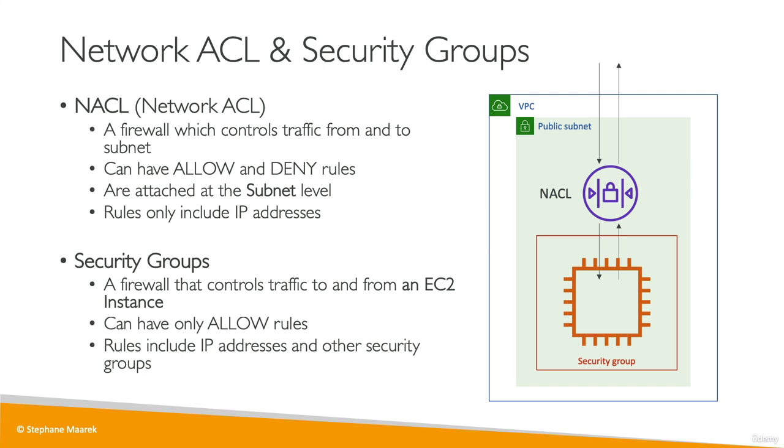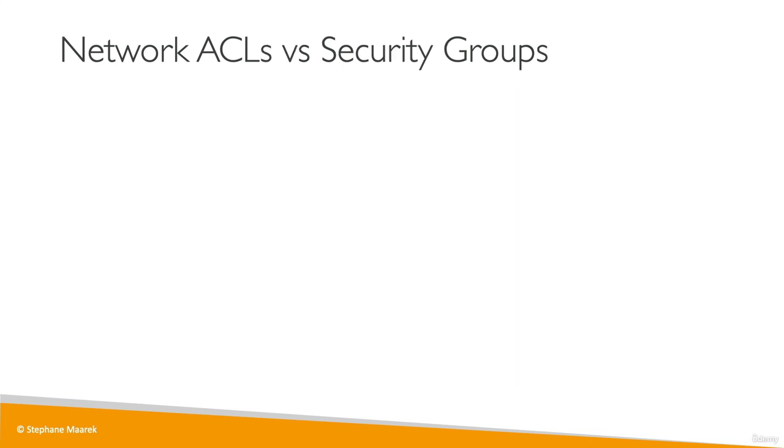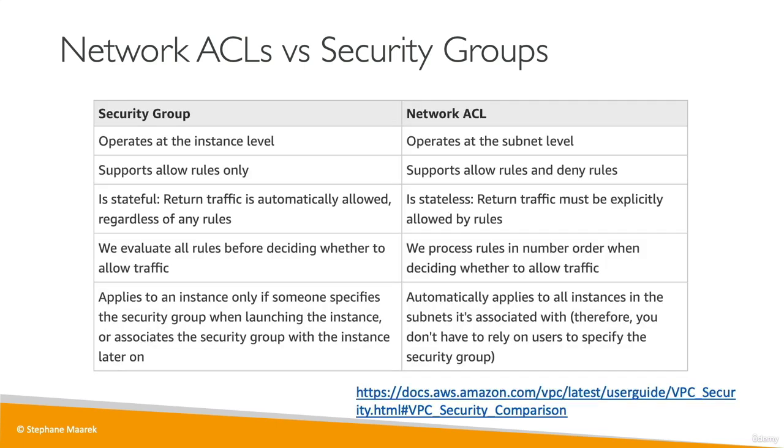So the security group and the NACL are quite different. The NACL is at the subnet level, and the security group is at the EC2 instance level. From an exam perspective, that should be all you need to know. Now, there is a more complete table of the differences between the security group and the network ACL. Let's look at the most important ones, and these are the first three.